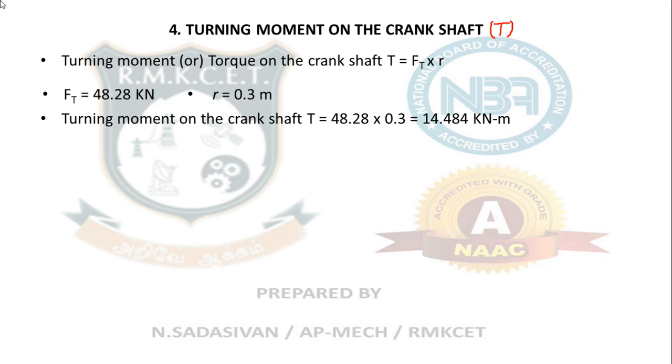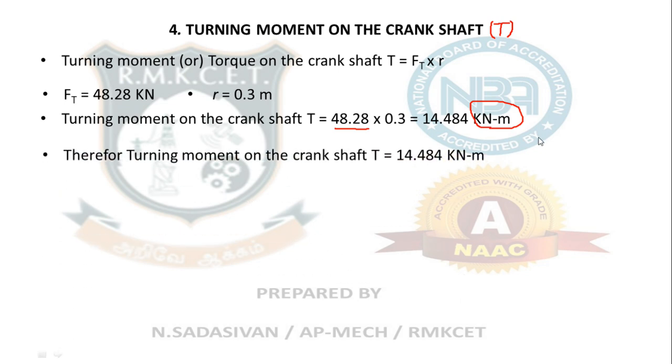48.28 kilonewton. Don't forget the kilonewton. Into 0.3. 14.484 kilonewton meter. Don't forget the unit of torque. Unit of torque is Newton meter. Since this is in kilonewton, it is kilonewton meter. Okay. So therefore, turning moment or torque on the crankshaft is 14.484 kilonewton meter. So that completes the problem.